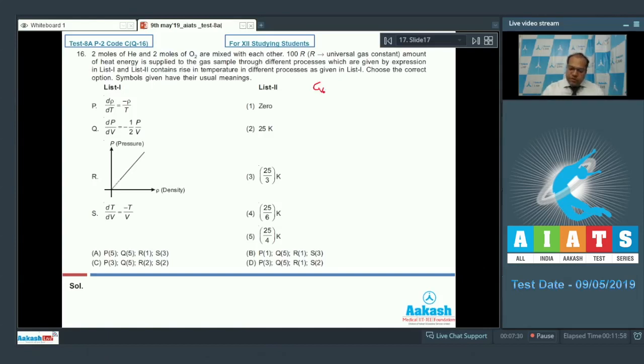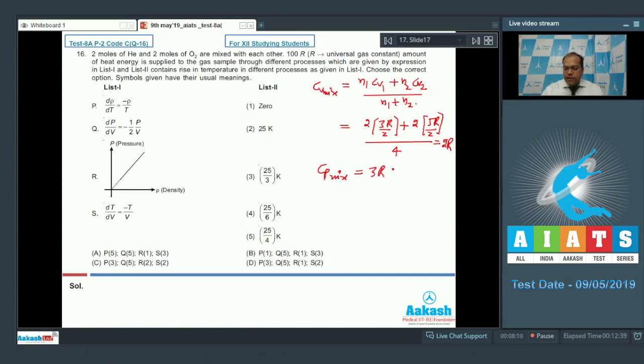the C_V of the mixture, it is given by the formula (n₁C_V1 + n₂C_V2)/(n₁ + n₂). The first gas is helium, which is monoatomic, so 2 into C_V for monoatomic, which is 3R/2, plus the second gas is oxygen, which is diatomic, so 2 into 5R/2, divided by 4. If I solve this, it comes out to be 2R. So C_P of the mixture can be written as 2R plus R, that is 3R.